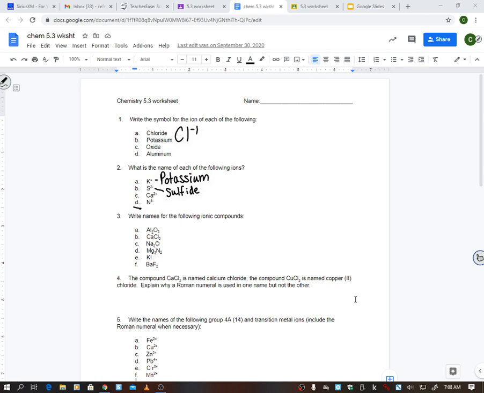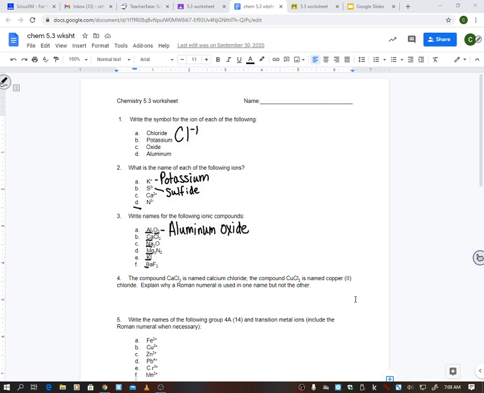Number 3, the same thing here. You're just taking number 2 and you're adding them together. The first one, if you notice, is always positive. Your positive ion is always first, so you'll name it like it looks on the periodic table. So for instance, aluminum, and then the O, that's a negative, so it'll be oxide.